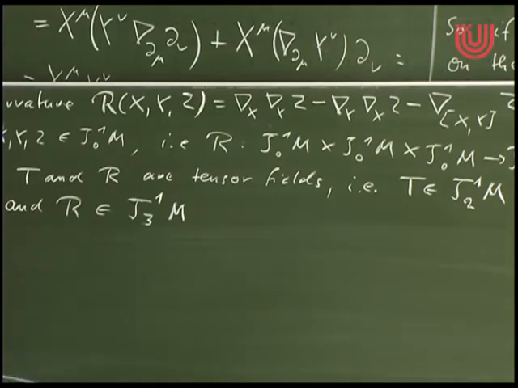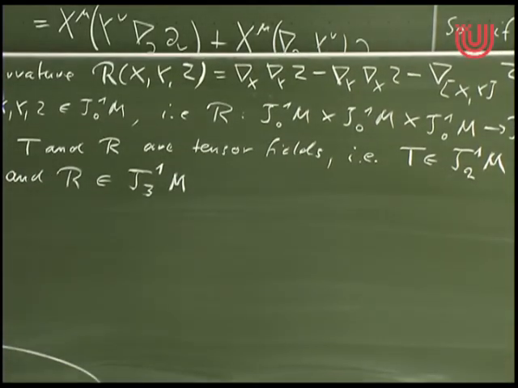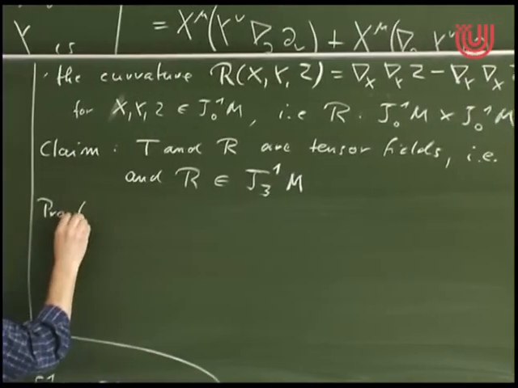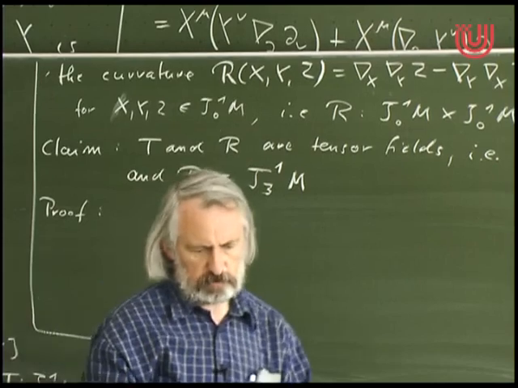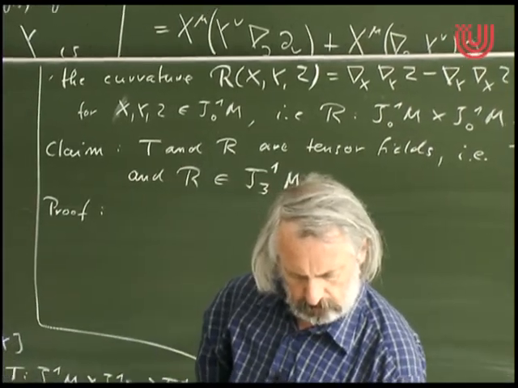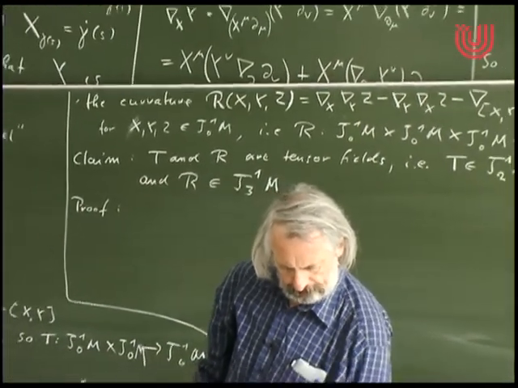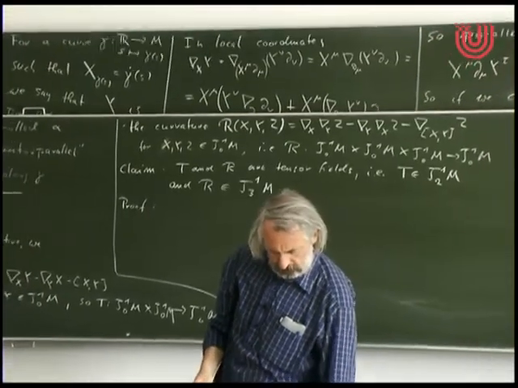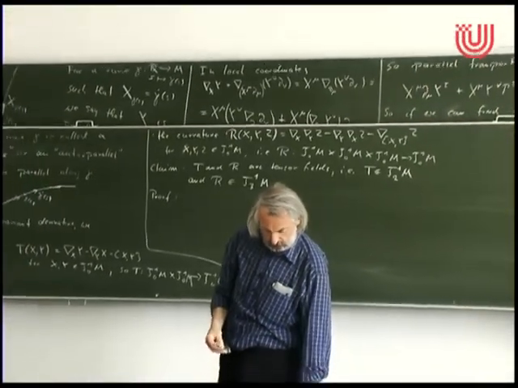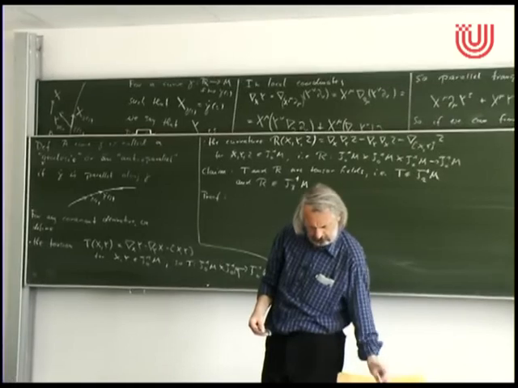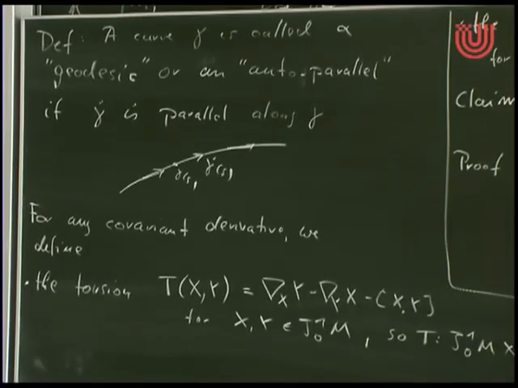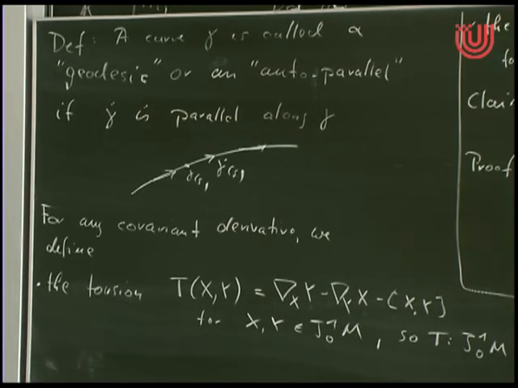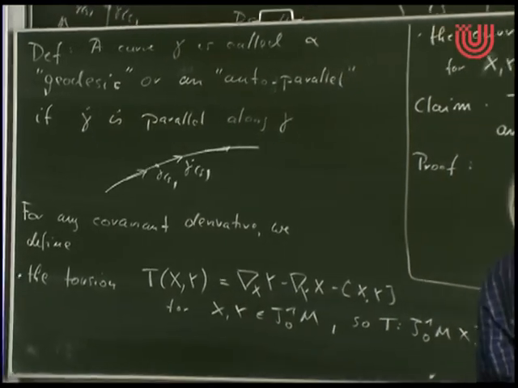So that's my claim. I see I have only four minutes. I think I do not do the proof today. I think I do the proof next time. And then we will discuss the geometric meaning of torsion and curvature. So this will take maybe, I don't know, 15 minutes or so. And the last mathematical structure we need is a metric tensor. So next Friday we will then introduce a metric tensor.